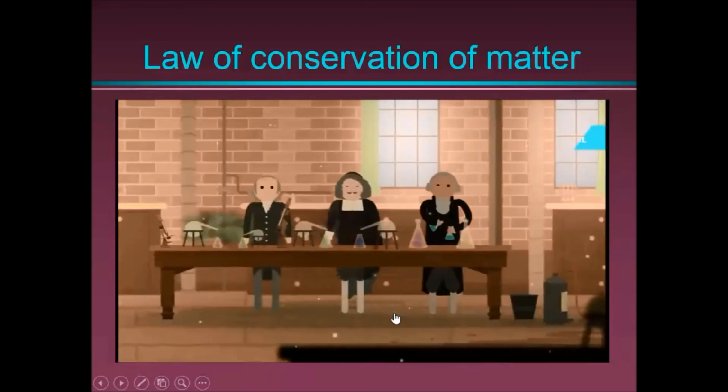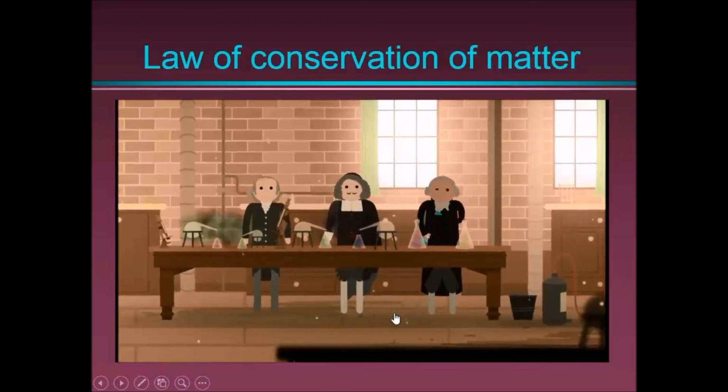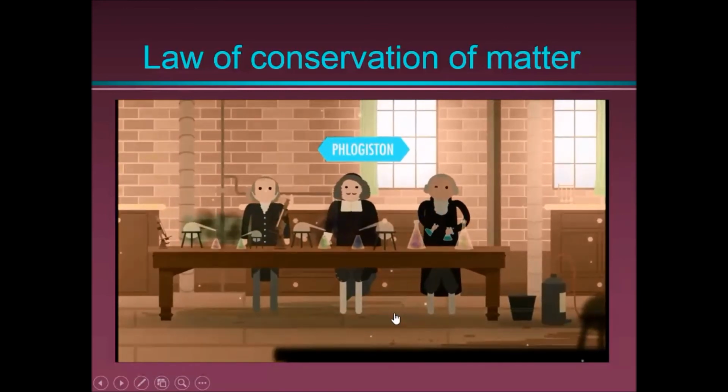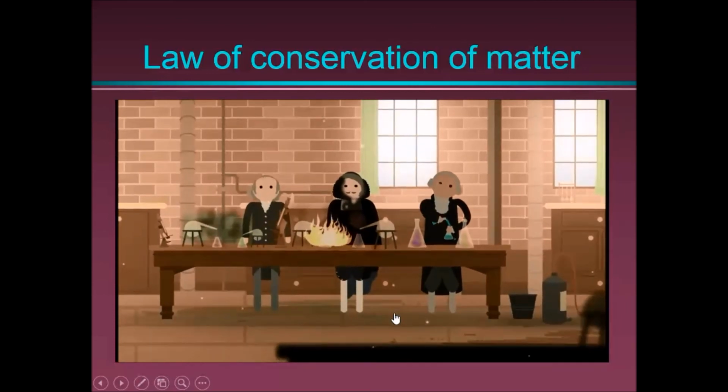Until Antoine Lavoisier started inspecting everybody's work, the prevailing theory of chemical change was that some substances contain an elusive element called phlogiston. By burning these phlogiston-containing elements, they would lose their phlogiston and become new things.